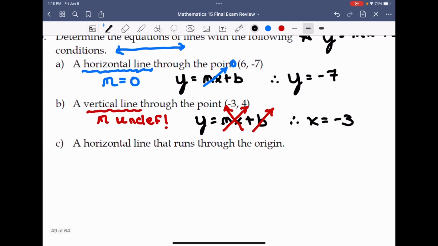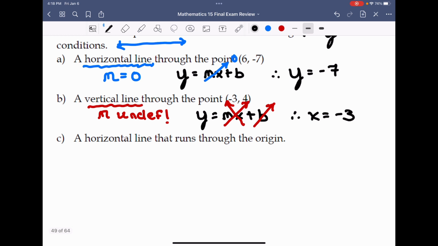Finally, a horizontal line that runs through the origin. So let's actually pictorially draw this one here. If I draw this pictorially, a horizontal line that runs through the origin. We have to remember that the origin occurs when x and y are both 0, 0. So 0 and 0, and it is this point here. The only possible line that would run through that is this here, right along the x-axis.